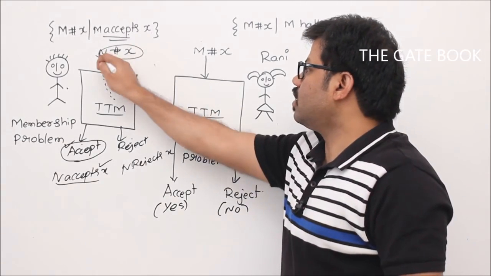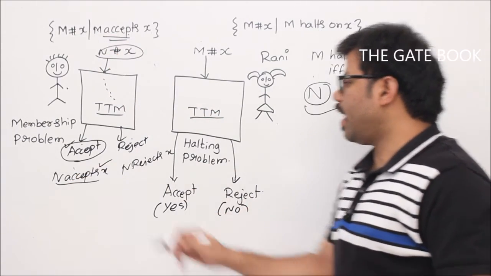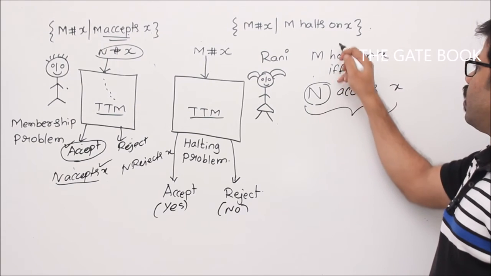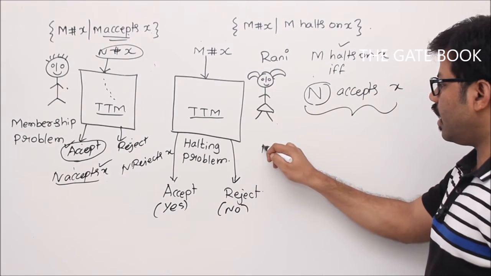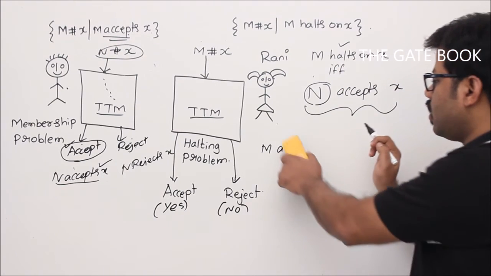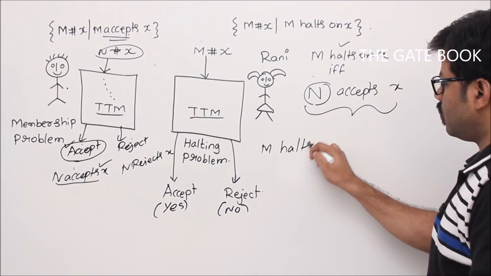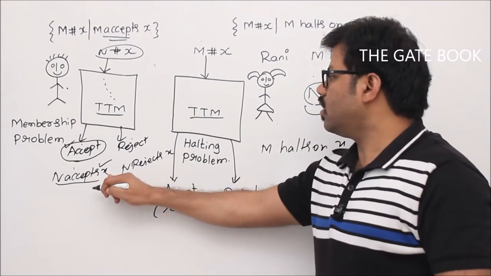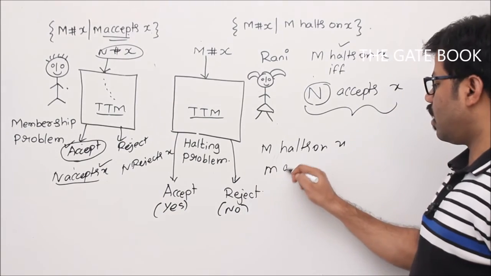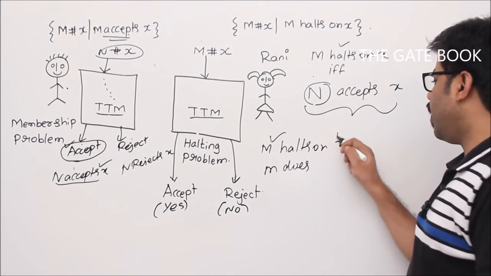Now we'll take the result. Run this N#x, and let's say N says N accepts x. If N accepts x, then definitely M halts on x. Then we can decide about M. So M halts on x. If N rejects x here, then we say M does not halt on x. In that way we can decide about M and x.